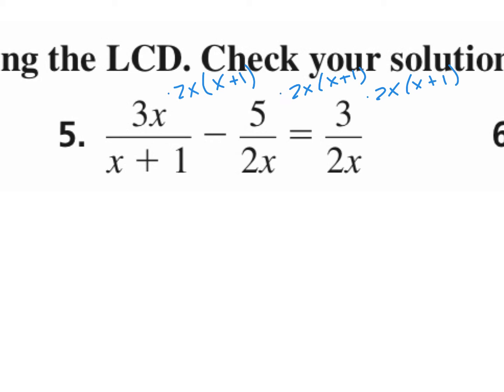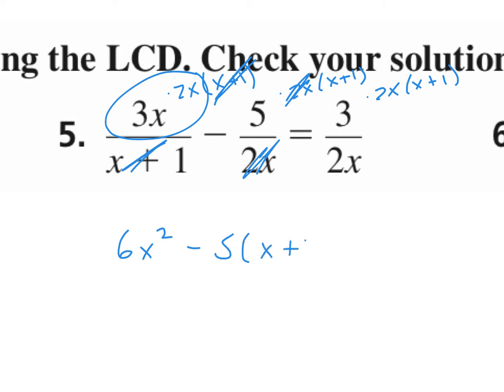So my first fraction, what cancels? x plus 1 and the x plus 1. So I have 3x times 2x. What does that give me? 6x squared. Then in my second fraction, what cancels? 2x and 2x. So I have negative 5 times x plus 1. See how I got that negative 5? Because it was a minus, so I just keep it with the 5. And then that's equal to, in my third fraction, what cancels? 2x and 2x, so 3 times x plus 1.